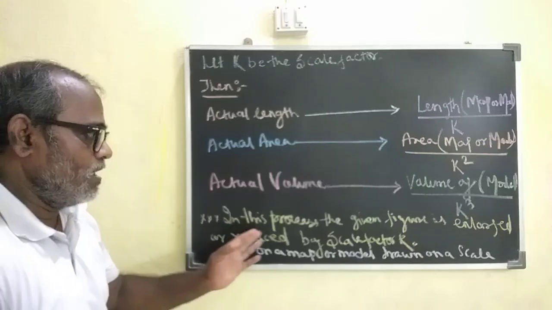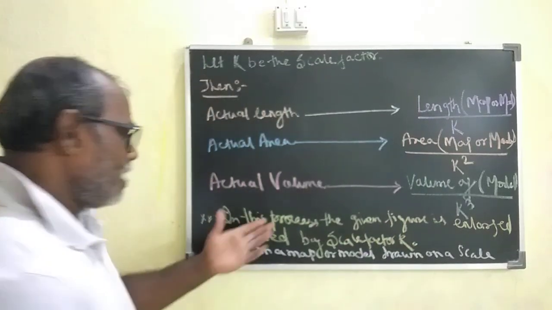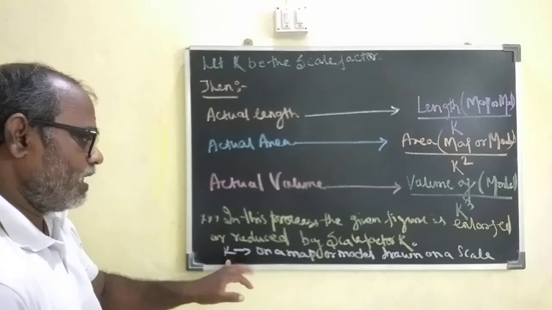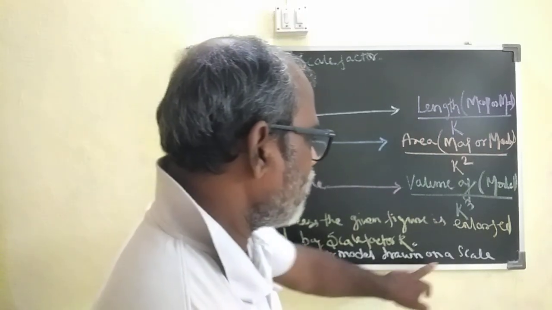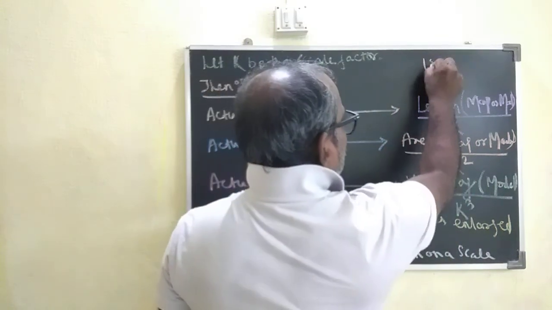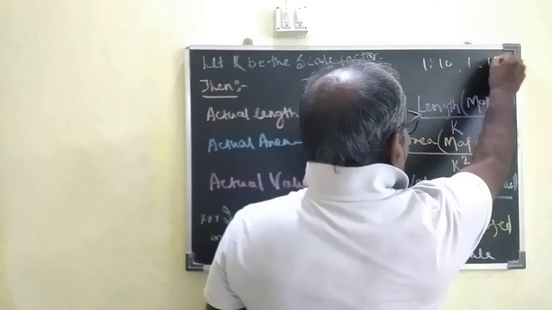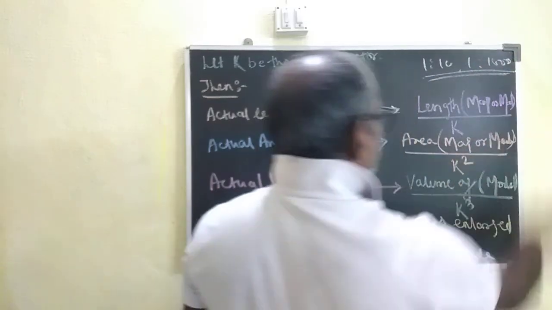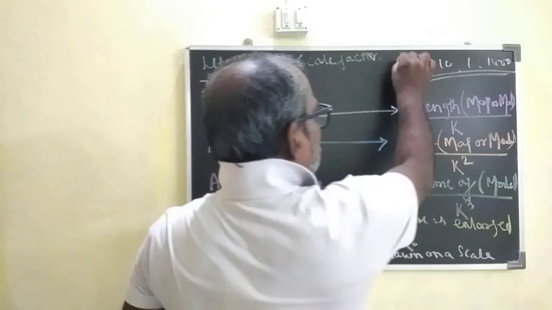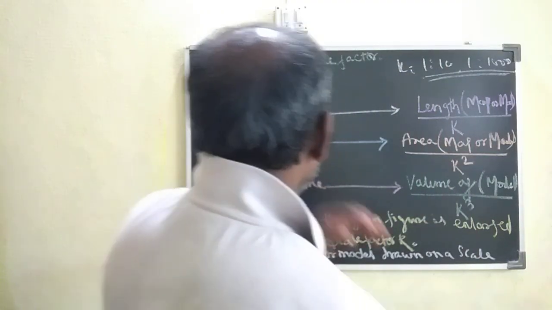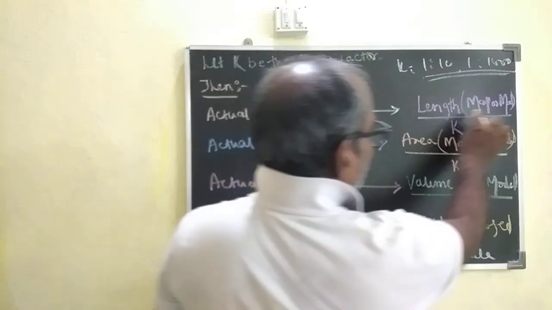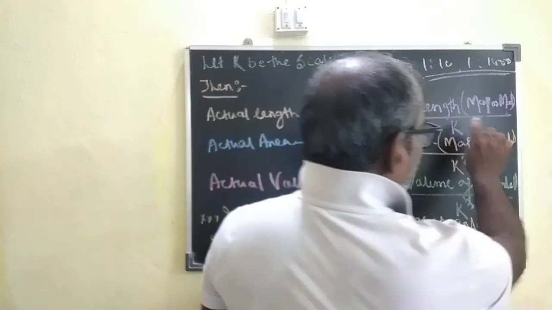K factor यानी कि इस process में given figure जो होती है वो enlarge होती है, ये reduce होती है by the scale factor, which is said to be K, on a map or model drawn to a scale. Just now we have seen that in earlier classes we have maps like 1:10 or 1:1000. Such a drawing to a scale has a scale factor equal to K. So K equals 1:10 or something like that. Then the actual length equals the length on the map or model divided by the K factor.